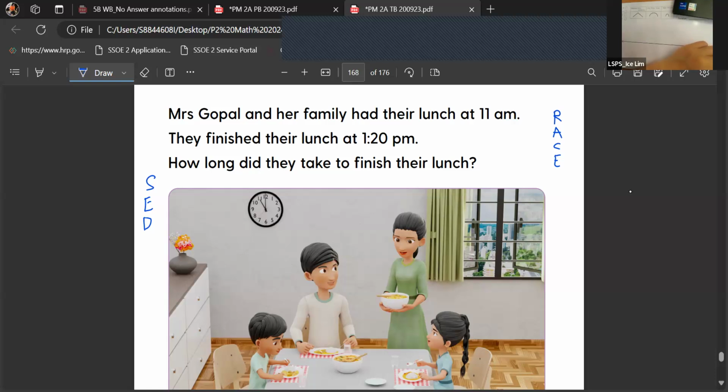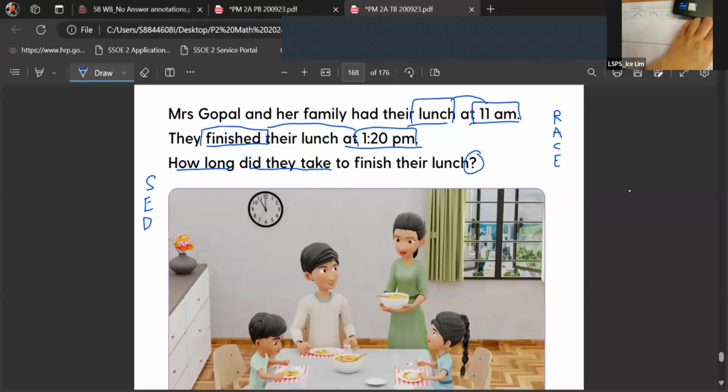So, Mrs. Gopal and her family had their lunch at 11 a.m. They finished their lunch at 1:20 p.m. How long did they take? Now, what are the clues that tell you which one is S, which one is E, and which one is D? It's not written here. I don't see start, end, and duration in the question itself. So how do I know what is what?